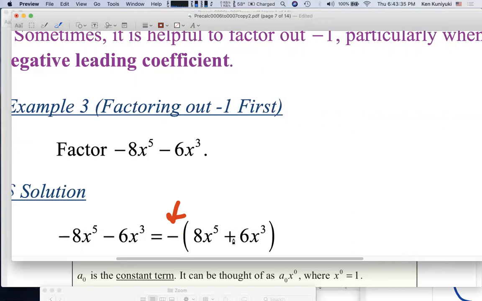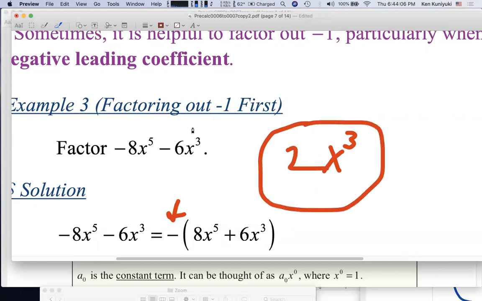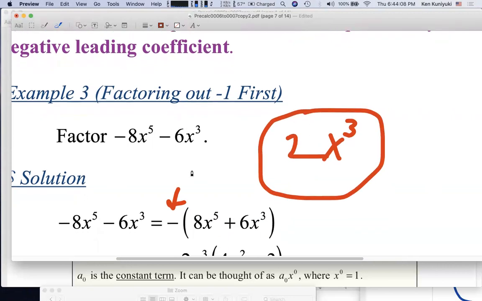And then you factor 8x to the 5th plus 6x cubed. 8 and 6. What's the greatest common divisor? The greatest common factor between 8 and 6? It's 2. What about the x to the 5th and the x to the 3rd? We just did this. What's the biggest thing in a way that divides both of these nicely? It's the power of x with the least exponent. It's going to be the x to the 3rd. So 2x to the 3rd, or you could say negative 2x to the 3rd, is going to be the GCF.